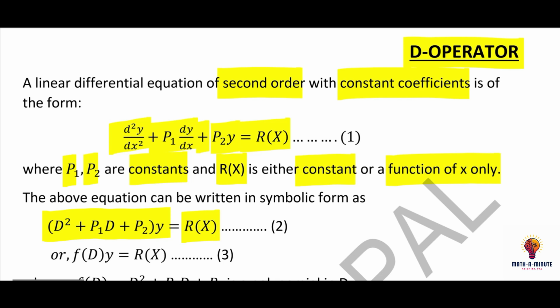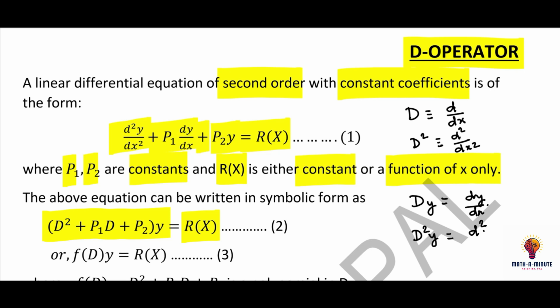Okay, so let me explain what D is here. Here D is just this derivative operator. If I write D, it means d/dx, and similarly, if I write D2, it means d2/dx2. So if I write Dy, it means dy/dx, and if I write D2y, it is the same as d2y/dx2. Here if I take y common, it will be this function.